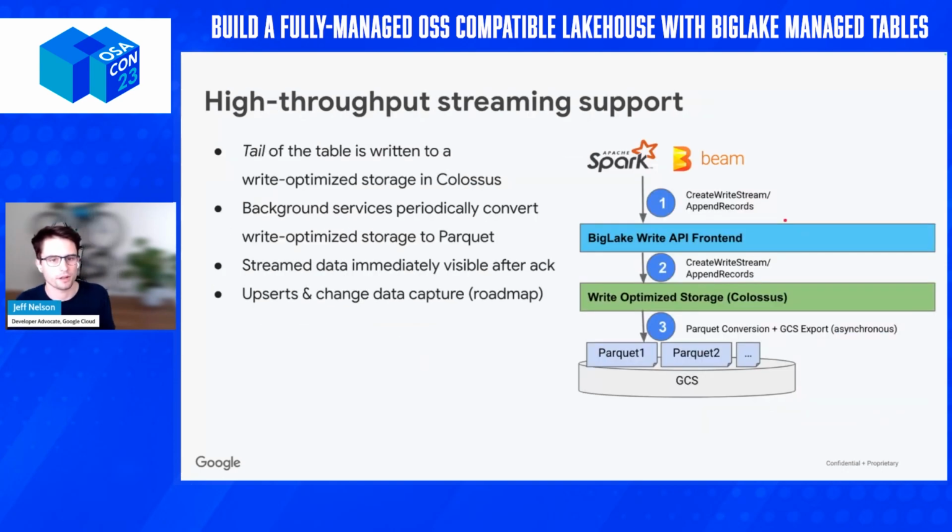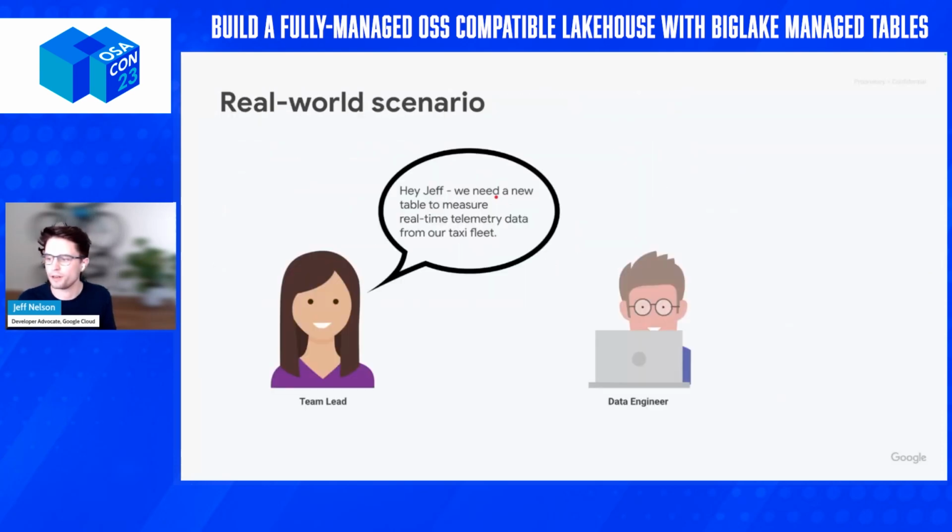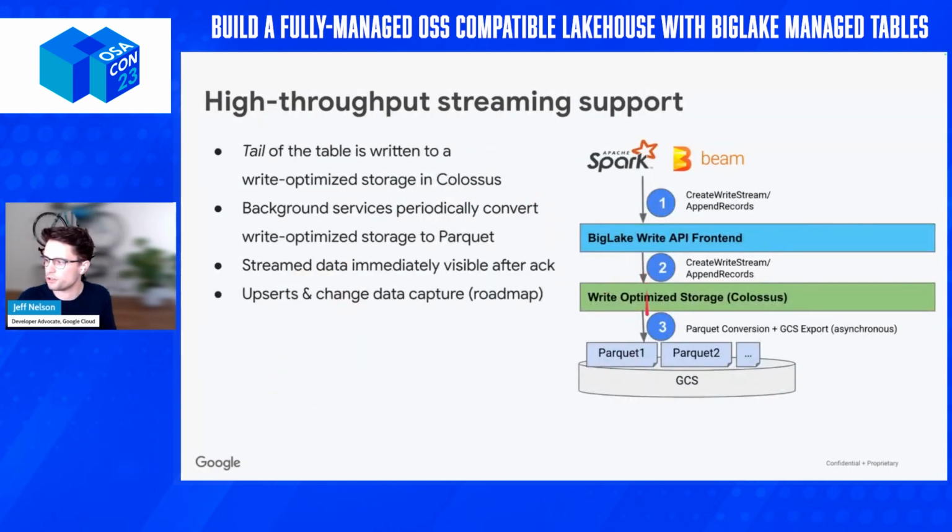Now, as we mentioned earlier, we can stream tens of gigabytes of data per second to BigLake Managed Tables and query them immediately. So let's take a look at how this works. When an open source engine like Spark, Flink, or Beam starts writing data to a BigLake Managed Table using the write API, the tail of the table is written to write optimized storage called Colossus internally. And the data is temporarily stored in Colossus and quickly converted into Parquet files.